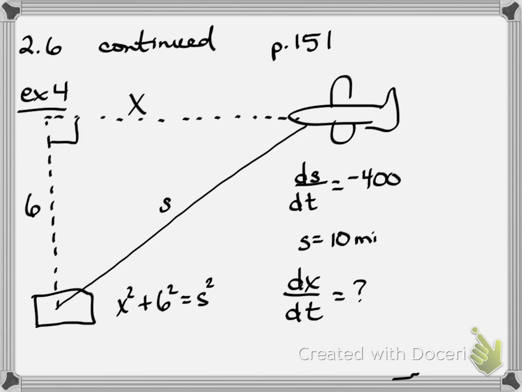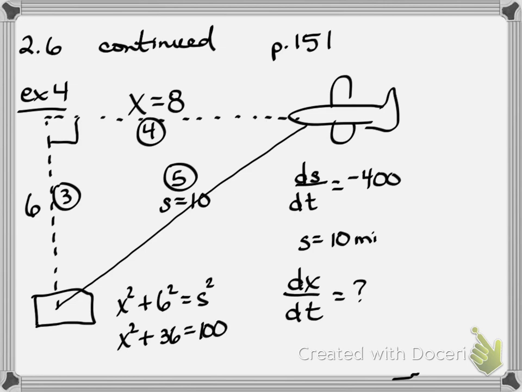And let's see, when s is 10, we actually know what x would be. It's a 3, 4, 5 in disguise if you remember any of your triples from geometry, but that was a long time ago. So it's a 3, 4, 5, so it's a 6, 8, 10. If you don't remember it, then all you do is you plug in to the Pythagorean theorem and you find it. If s is 10, then this is 100. Subtract 36 from both sides and you get 64, so x is 8. So we know all of these things here now.